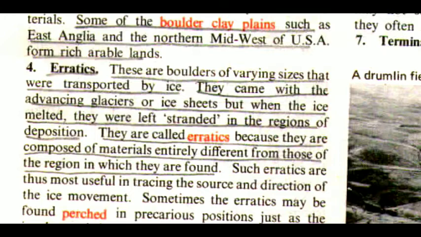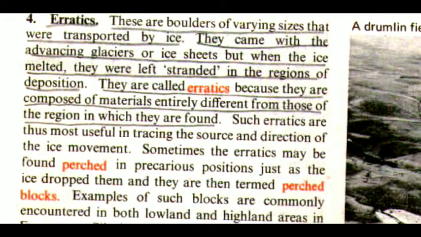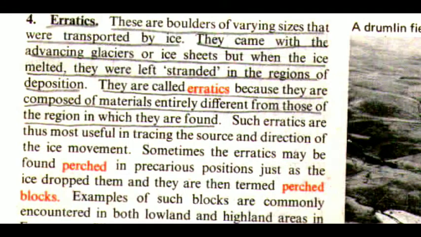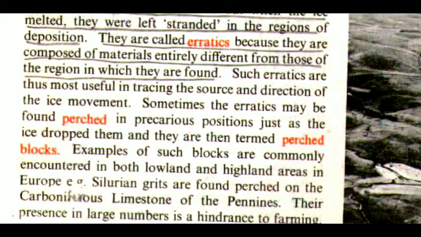They came with the advancing glaciers or ice sheets, but when the ice melted, they were left stranded in the regions of deposition. They are called erratics because they are composed of materials entirely different from those of the region in which they are found. Such erratics are thus most useful in tracing the source and direction of the ice movement.